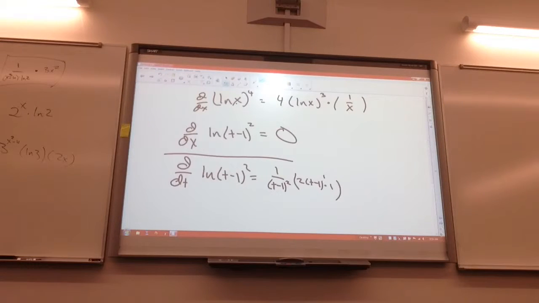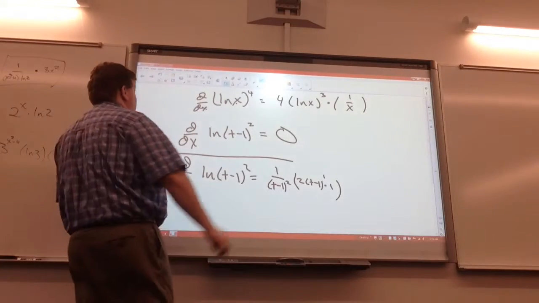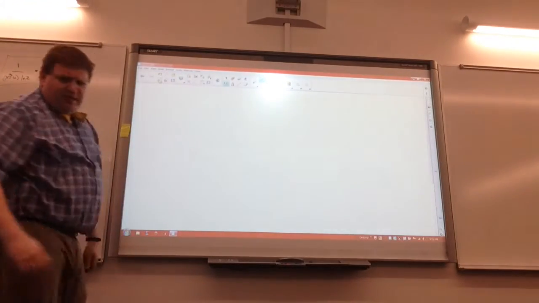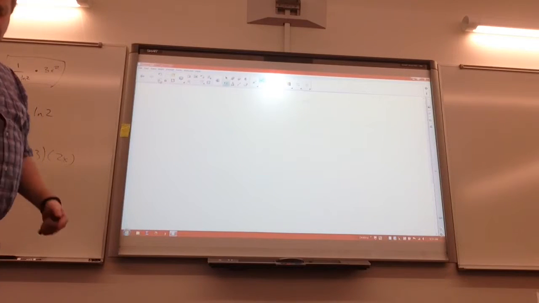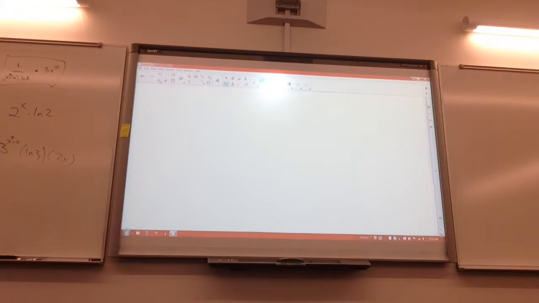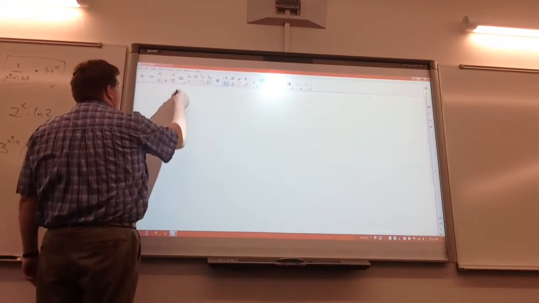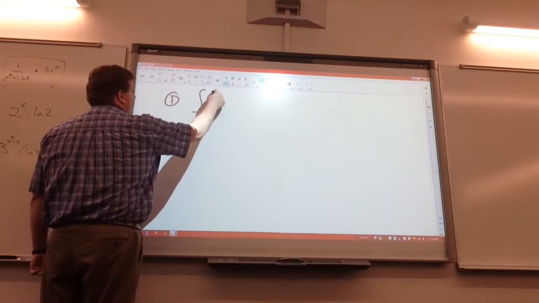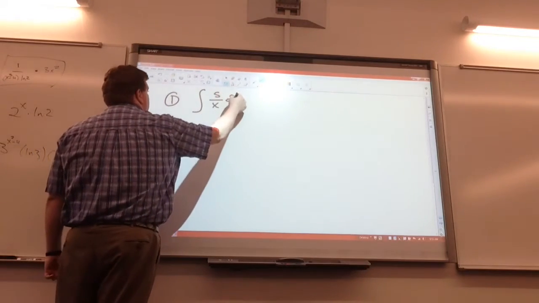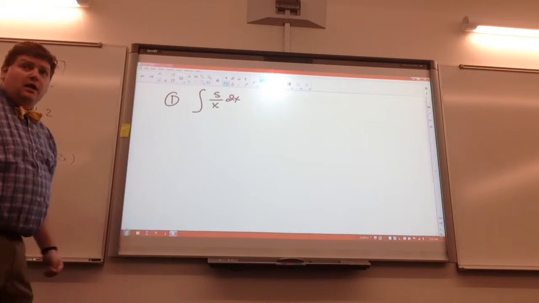So, let's take a look at the second half, 1 through 7. These are ones where I'm finding the definite integral, written in the form of 1 over x, or something along those lines. For example, my first one, I've got the integral of 5 over x dx.